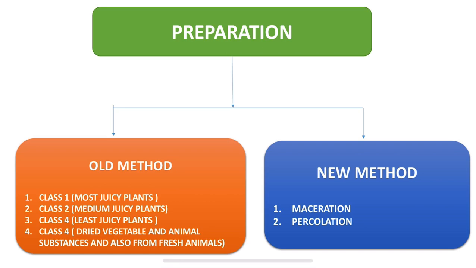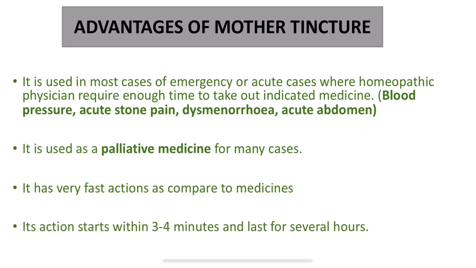Now let us see which are the different classes which are used. In the old method, we have class 1 where we use the most juicy plants, and class 2 where there are medium juicy plants, and then we move on to class 4. We have two classes in 4, that is least juicy plants and also the dried vegetable and animal substances, and those from fresh animals also belong to this class 4. We have the new method, which is maceration and percolation: soaking the substance in the liquid, and percolation is passing through pores. Moving on to the advantages of mother tincture.